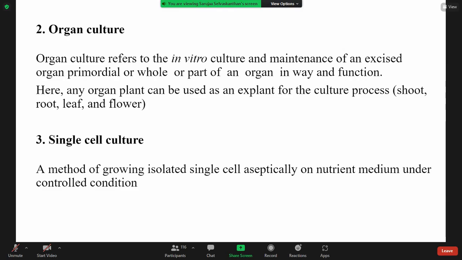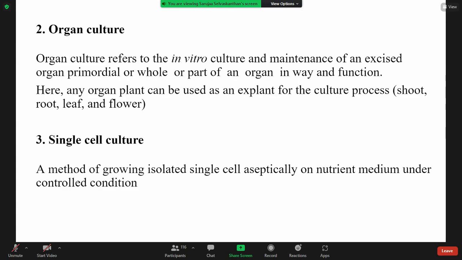Whatever the organ we use as an explant for culturing, we call it organ culture. We can use shoots, shoot tips, a small nodal region, immature nodal region, mature nodal region, root tips, leaf, pollen. Whatever the organ we use, that is organ culture.